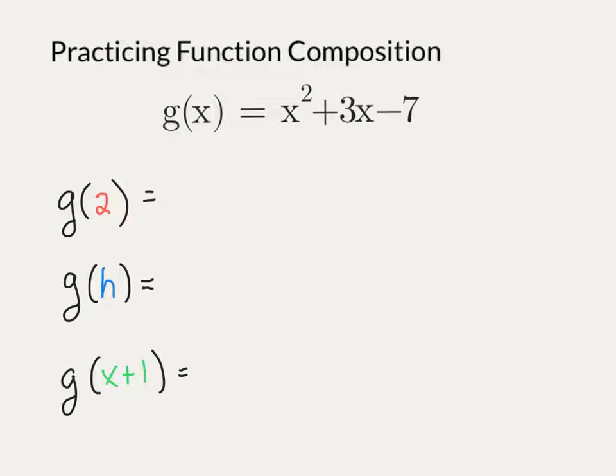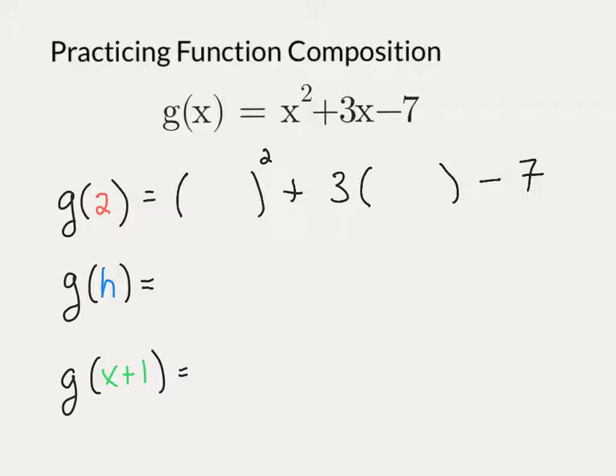So let's see if we can evaluate this function at 2. The process I use for evaluating a function at 2 is I look over here and I see that I have g of 2. What that tells me is I want to first take my input, whatever it is, and square it. Then I want to add 3 times my input, whatever it is, and then I want to take away 7.